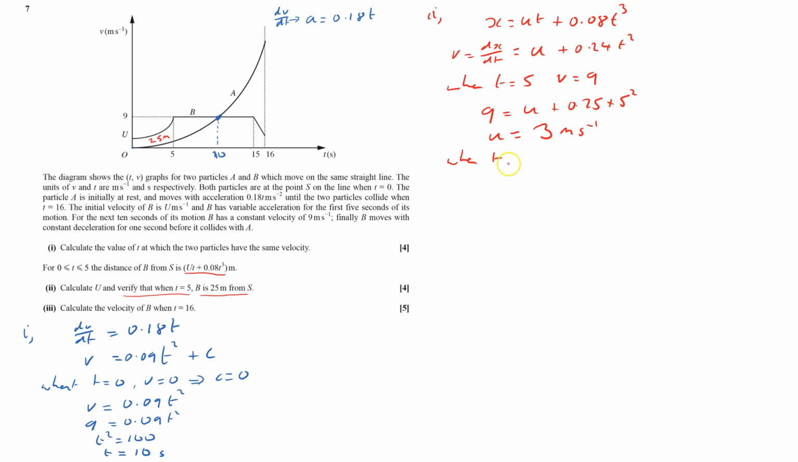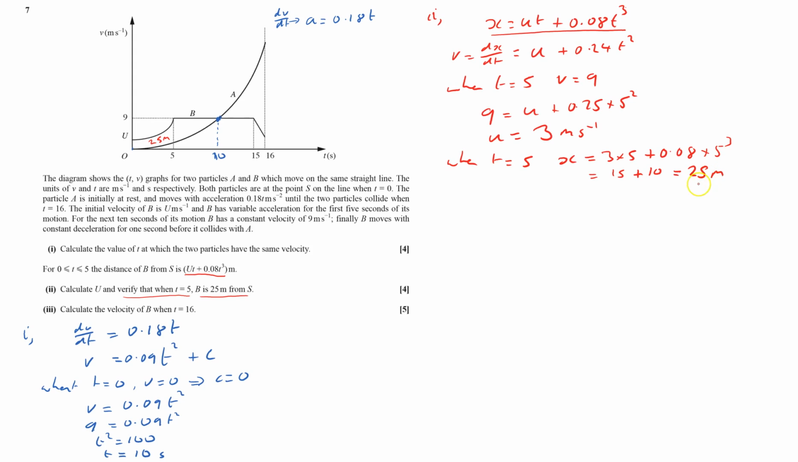So when t equals 5, the distance x equals, from up here, ut, so it's 3 times 5 plus 0.08 times 5 cubed, which equals 15 plus 10, which equals 25 meters, which is what I wanted to verify.